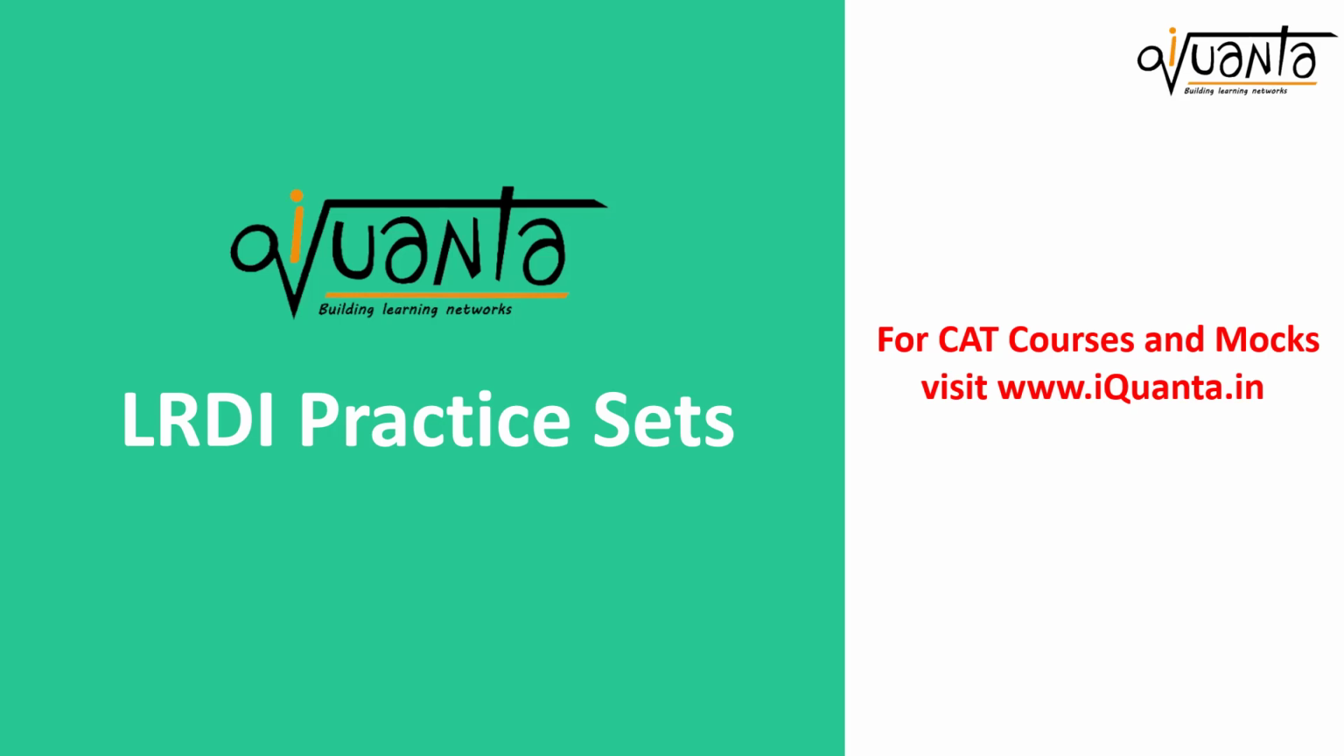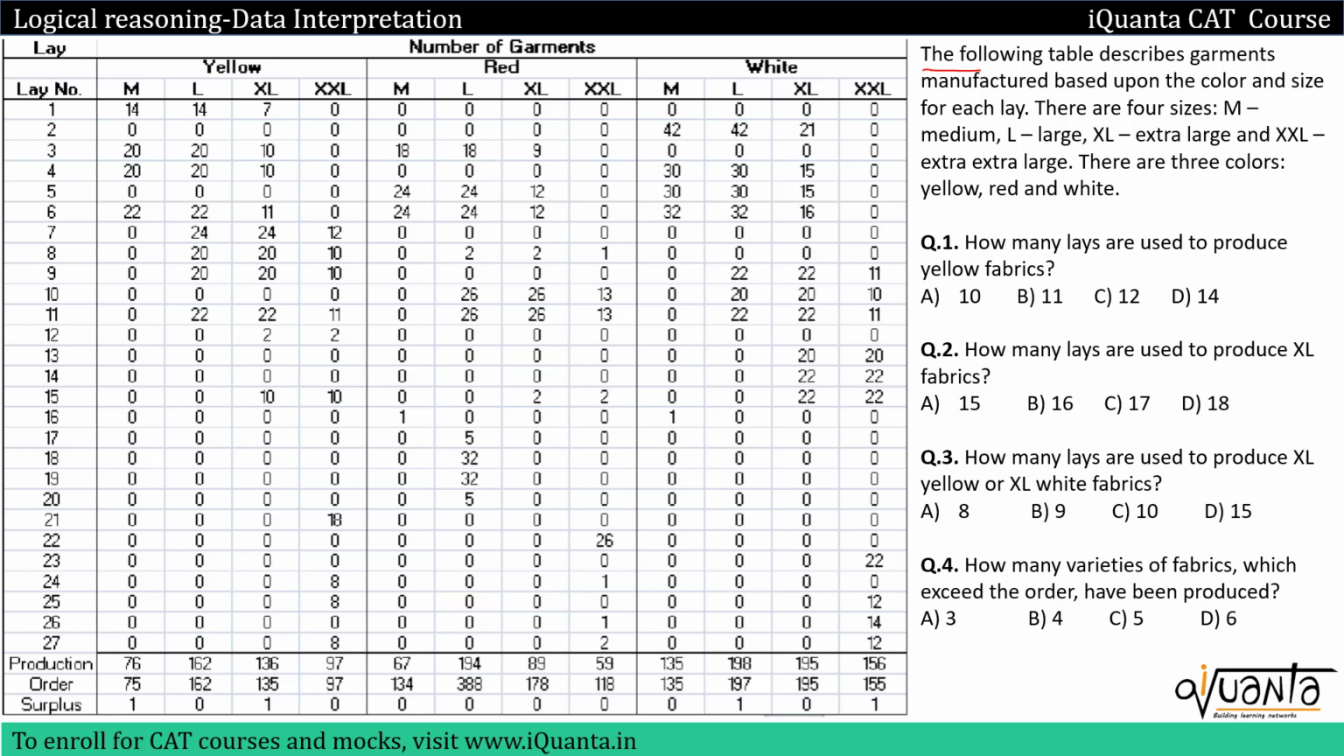Hello everyone. In this video we are going to solve a PASCAT DI set. So the question is, the following table describes garments manufactured based upon the color and size for each lay. There are 4 sizes: M that means medium, L is large, XL is extra large, and XXL that means extra large. There are 3 colors: yellow, red and white.